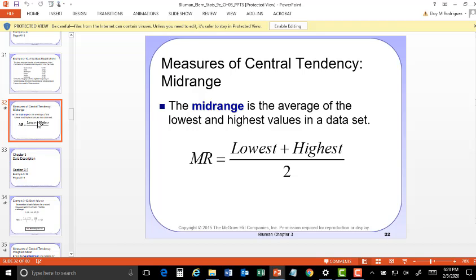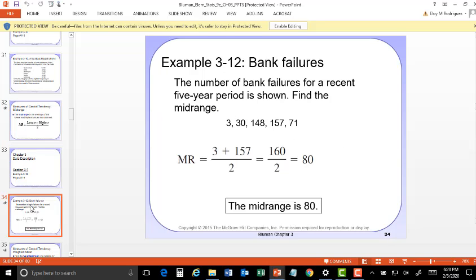Mid-range. It's the lowest and the highest divided by 2. Boring. Bank figures. So, this is our smallest, this is our biggest. Take the average.